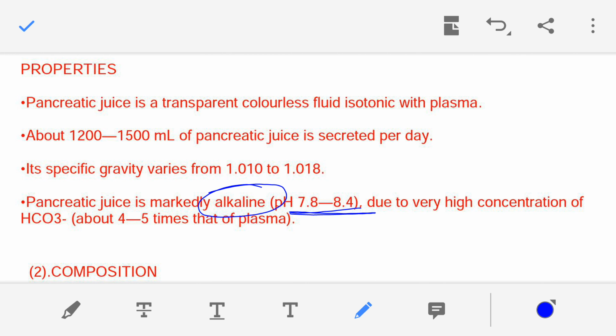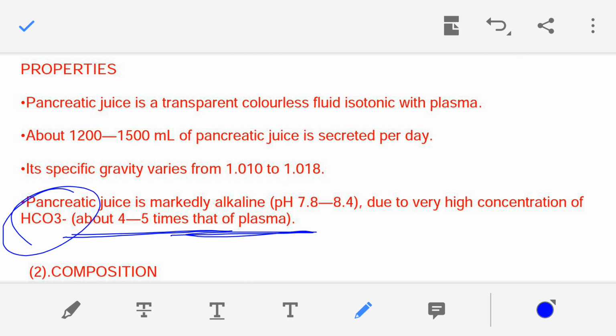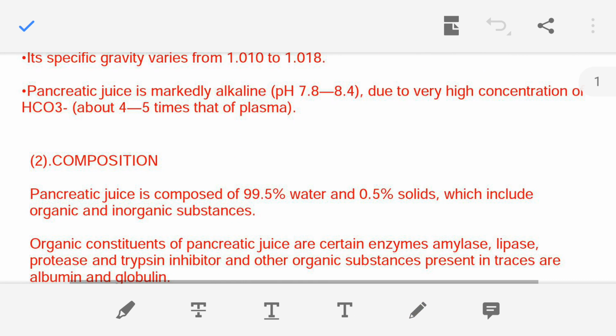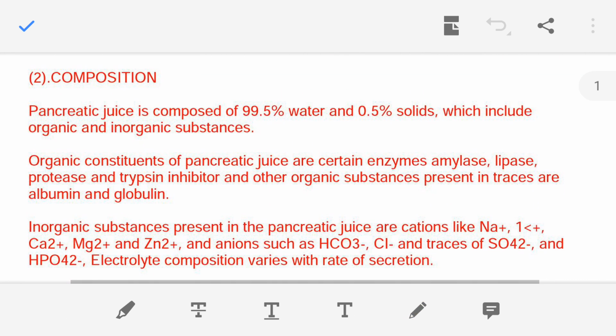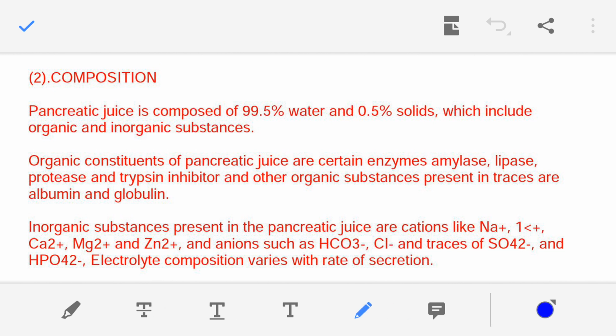And in this pancreatic juice, a high concentration of bicarbonate ion, that is HCO3 minus, is present, and this concentration is 4 to 5 times greater than that of the plasma's bicarbonate ion concentration. Now, the composition of pancreatic juice, the components of the pancreatic juice. In the pancreatic juice, 99.5% water is there and 0.5% solids are present.